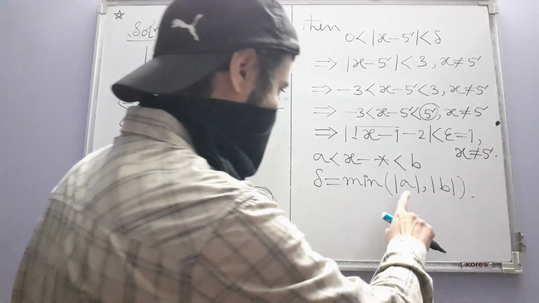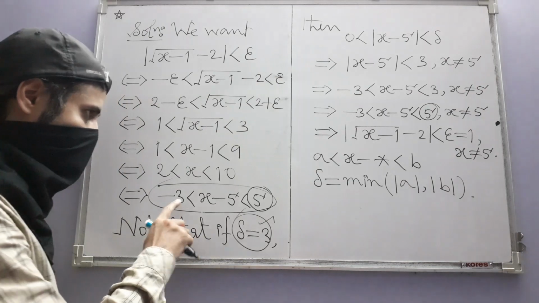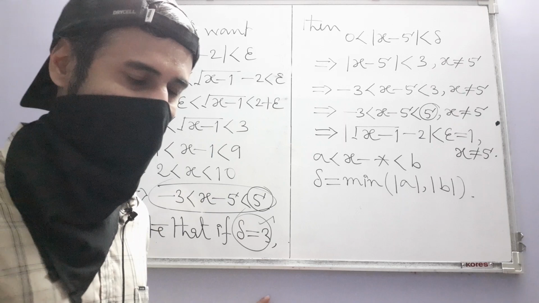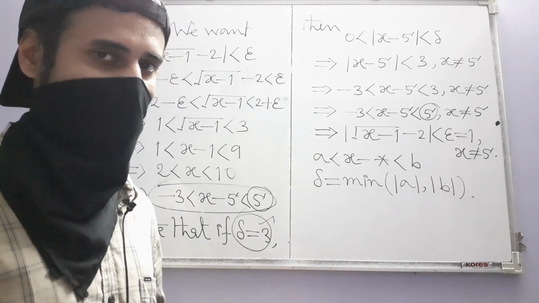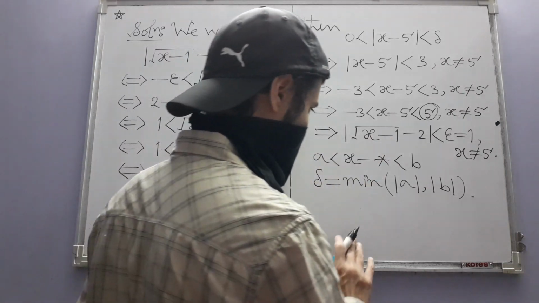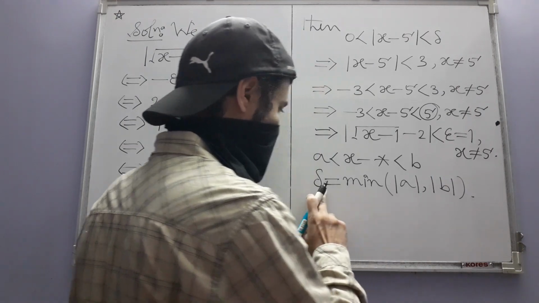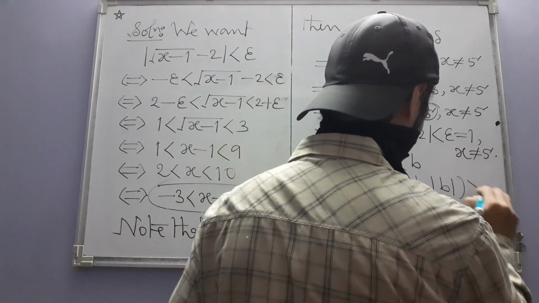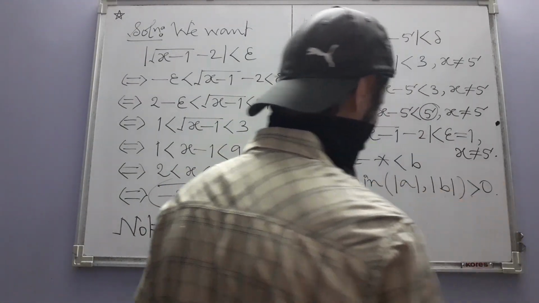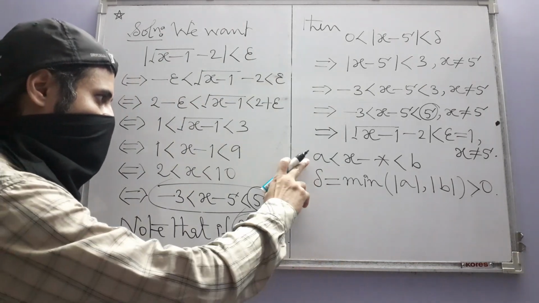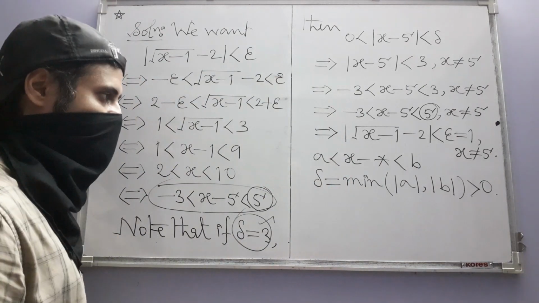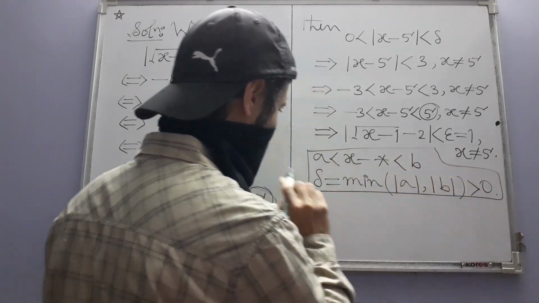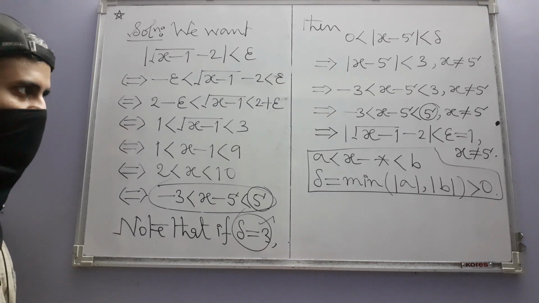We are using absolute value because we don't know whether this a and b are positive or negative. They can be anything, both of them can also be negative. That condition is also possible, but delta of course has to be positive, so that's why we are choosing this, and this of course will be greater than 0. You have to choose it that way. So this is the trick that we will use in figuring out delta in this type of calculations.